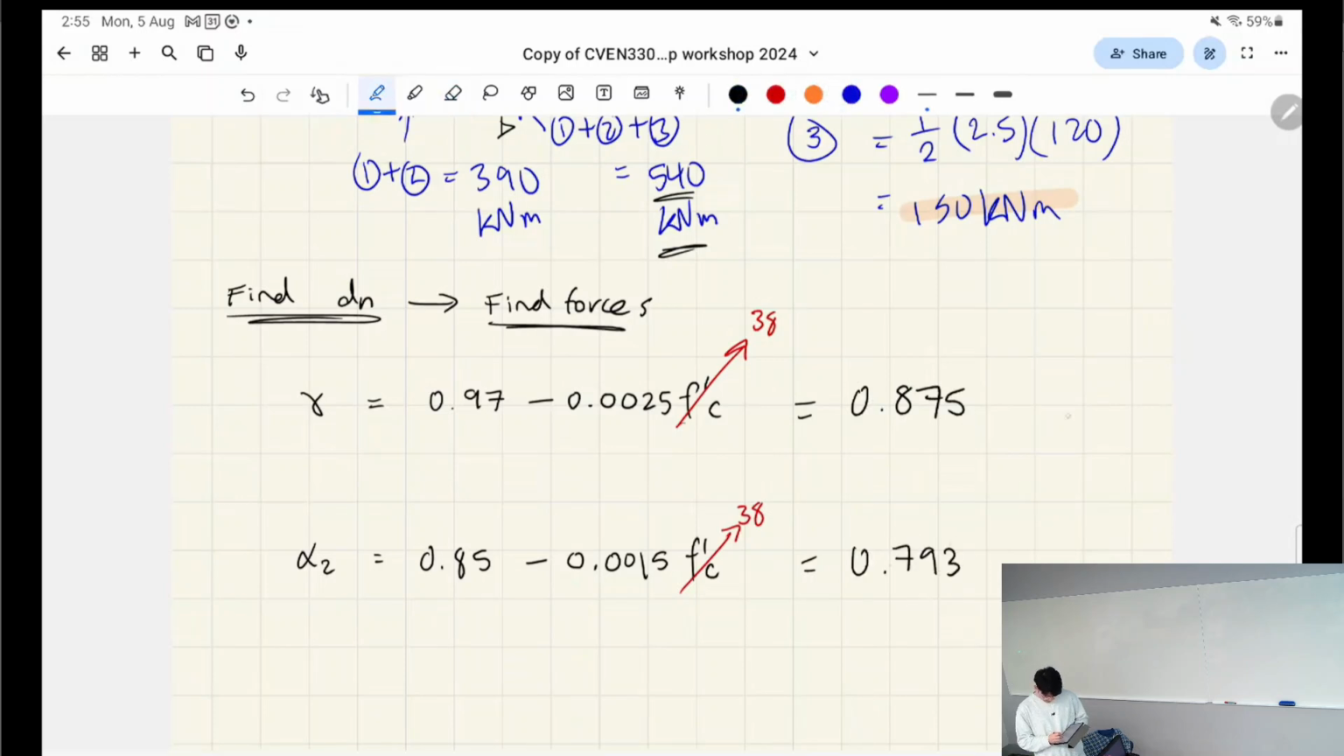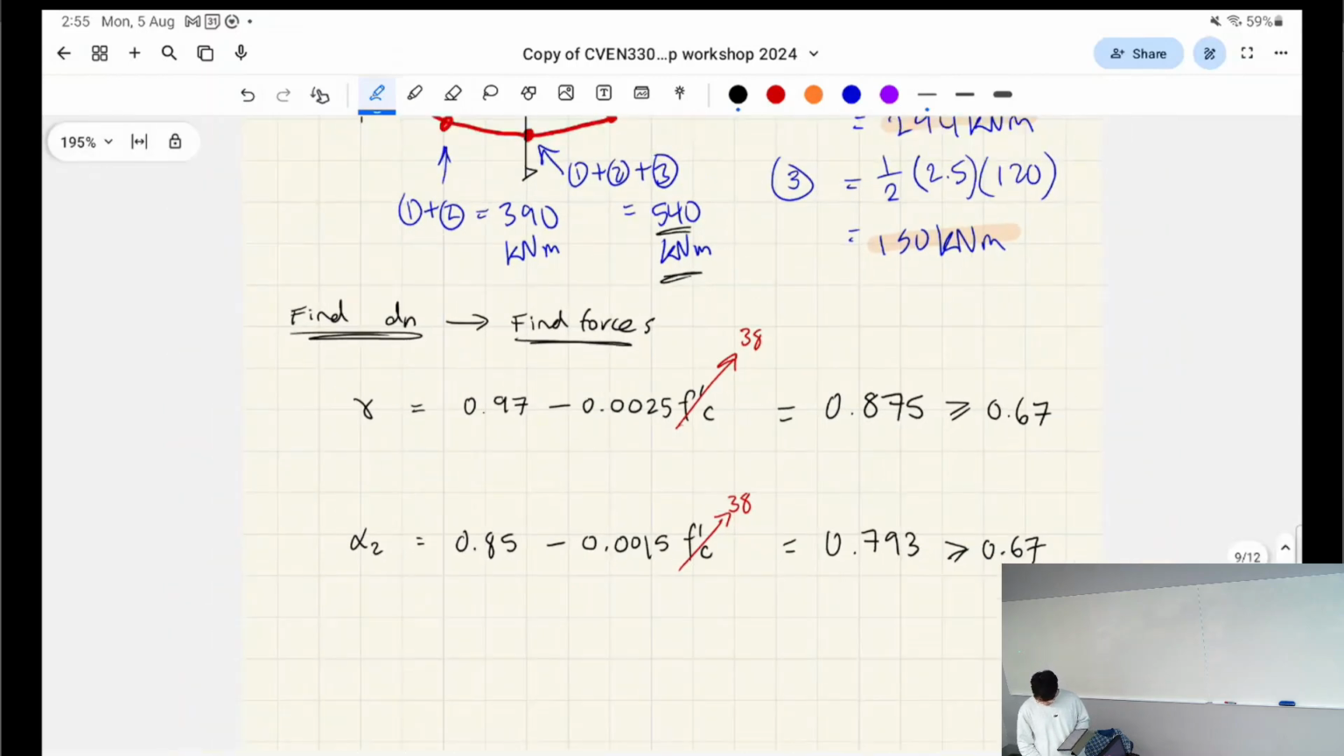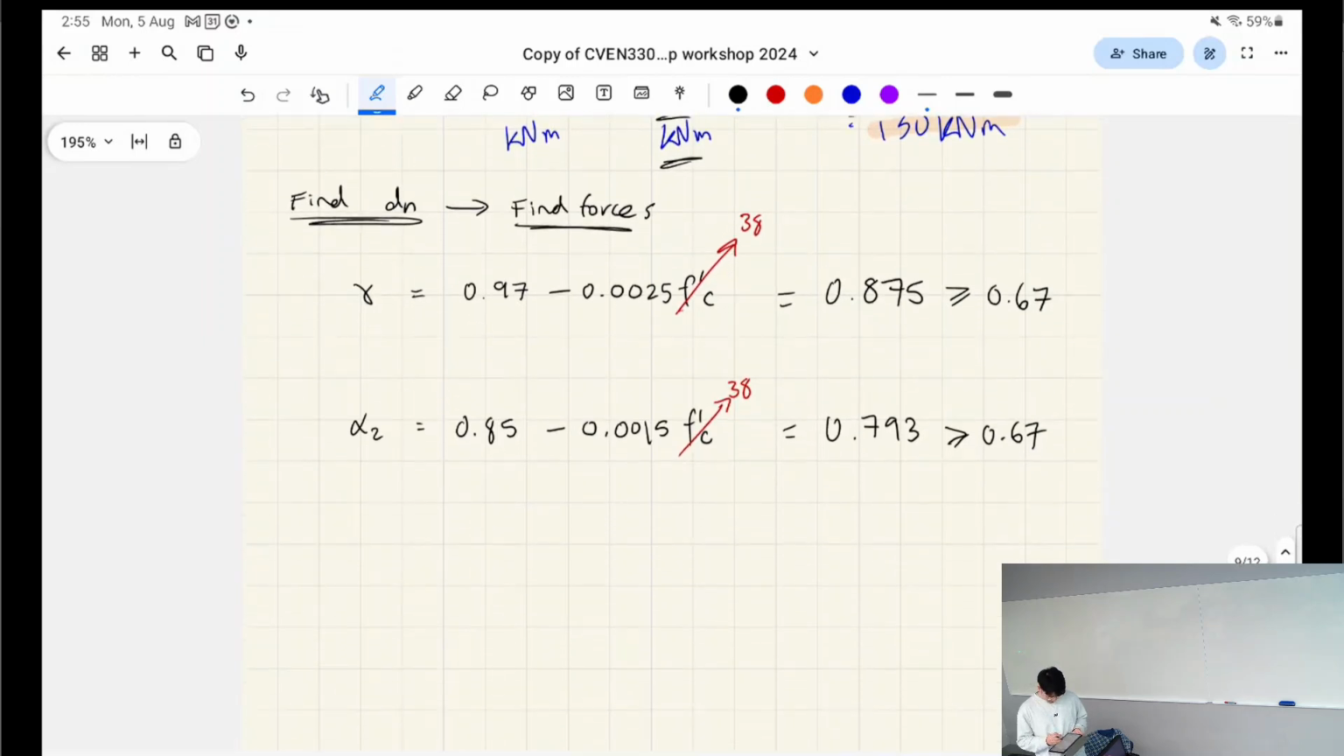So you also have to keep in mind these numbers have to be greater than 0.67, right? So this is like a hard cap for how low these reduction factors can get. If you have super high strength concrete, like 50 MPa, 60 MPa, you might start reaching these numbers. Okay, so this is going to help us find the compressive strength of the concrete, right?